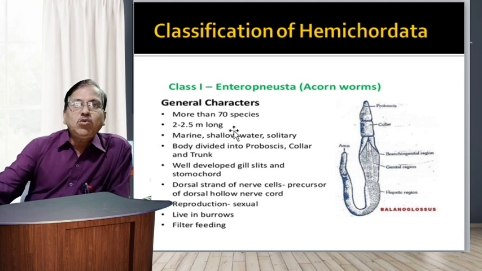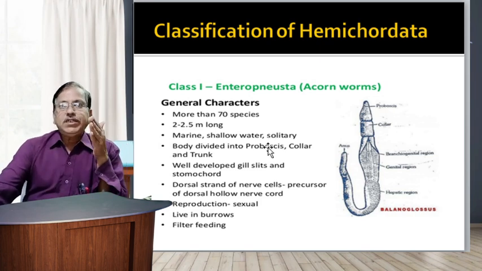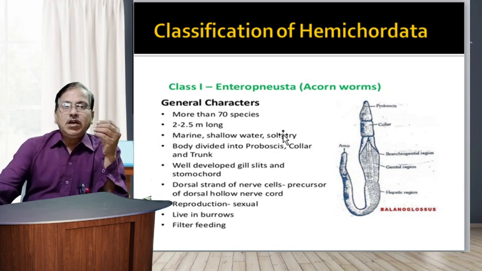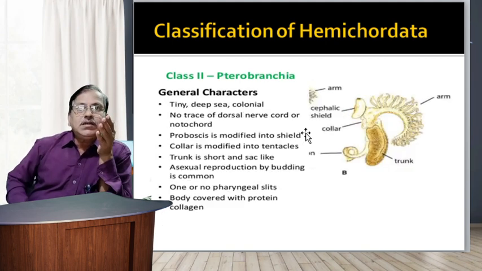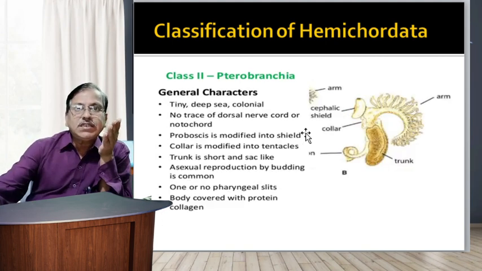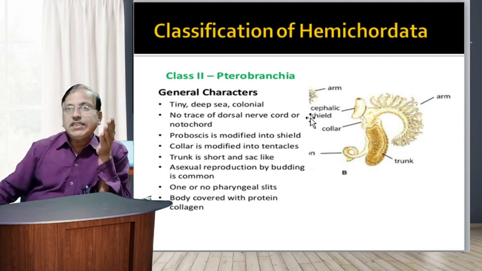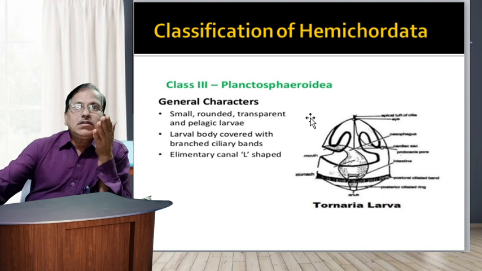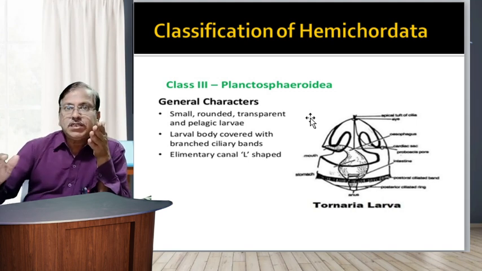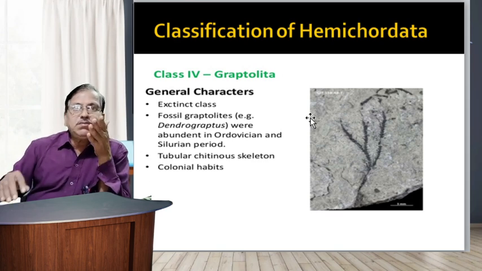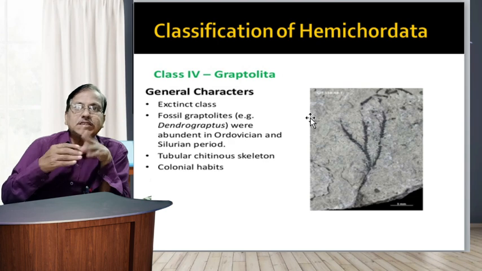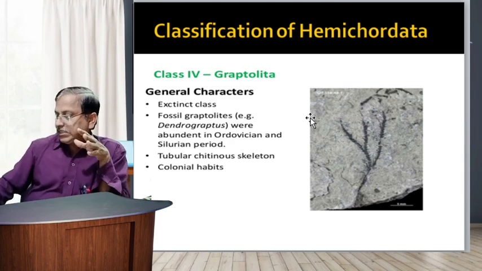The first class is Enteropneusta, the acorn worms. It is also called Balanoglossus. These are the general characteristics of these hemichordates. We do not discuss them in detail in your syllabus, only the basic or brief view. Next, the second class is Pterobranchia. We are not studying the general characters of this animal in detail in the syllabus. Next is Planctosphaeroidea, with the tornaria larva as an example. Class Graptolithina, specifically Dendrograptus, is your example, a fossil-like structure, an extinct form.